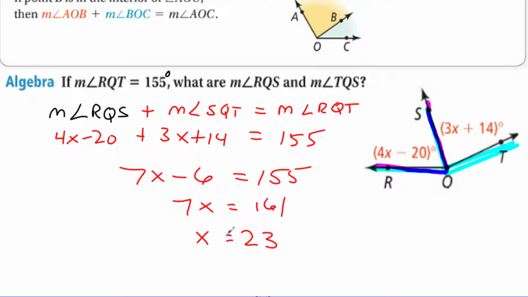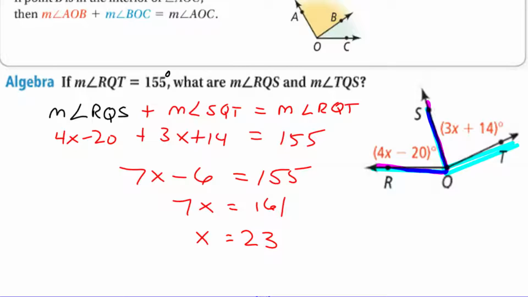I'm not going to do the last step of plugging back in to find out what RQS and TQS are. You can plug into those. The one thing I will point out is that in my problem I called it SQT, and in their problem they called it TQS, but remember they are referring to this same right-hand angle, even though they're named differently. So here's where we're going to end.